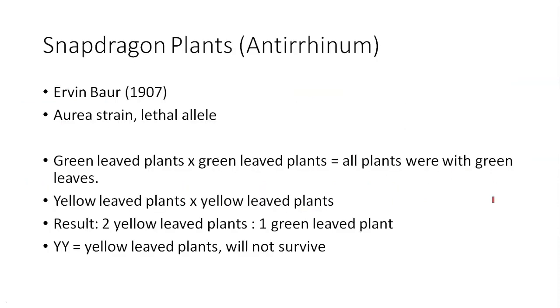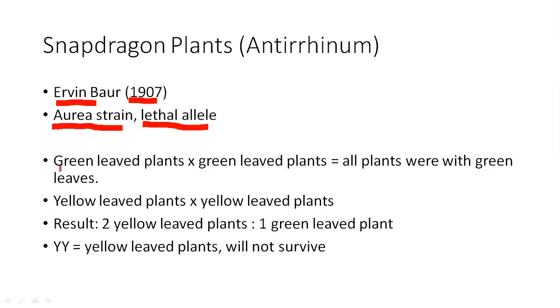Next example is about the Snapdragon plant. It is also known as Antirrhinum. So Erwin Baur, in 1907, found similar phenomena in plants. There, the first example was about mouse, in animals. The second example is about the Aureus strain, where a lethal allele was present.